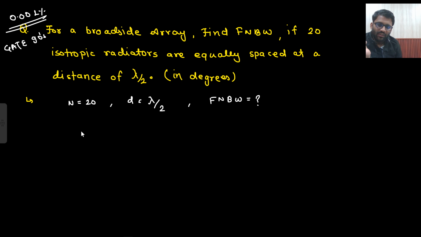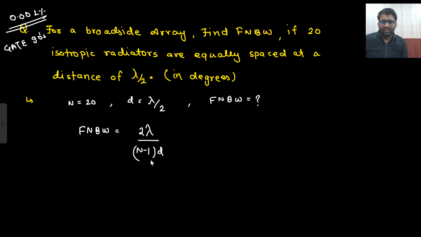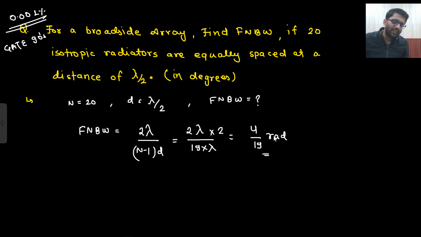Okay, so what is your first null beamwidth? What is the formula for that? I hope I remember the formula. That is 2 lambda into n minus 1 into d. This is for a broadside array, right? Yeah, this is the formula. Lambda value is not given, so let's keep it as it is. N minus 1 is 19, into d, lambda by 2. So what are you getting? 4 by 19. But certainly it is in degree, sorry, it is in radian. This answer is in radian. So 4 by 19 is in radian.